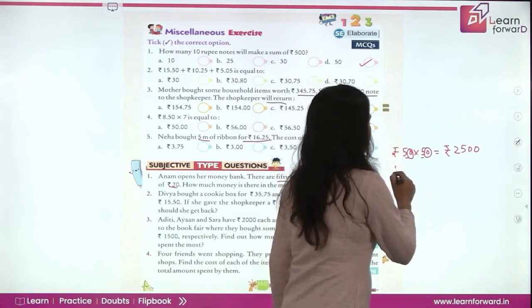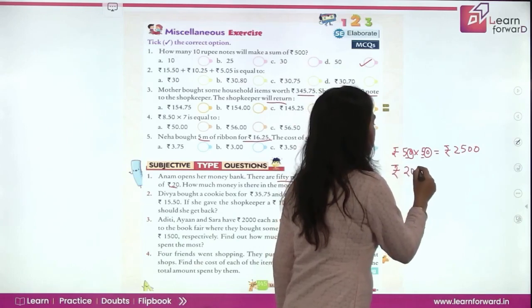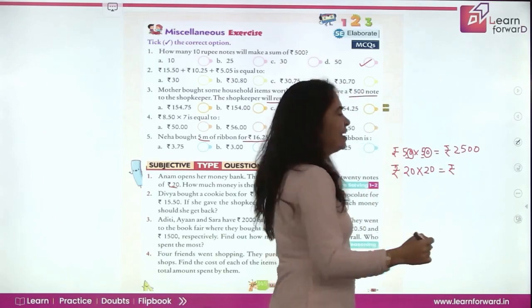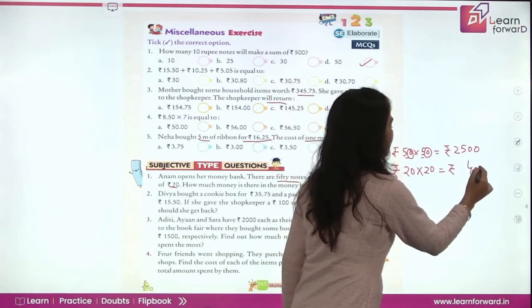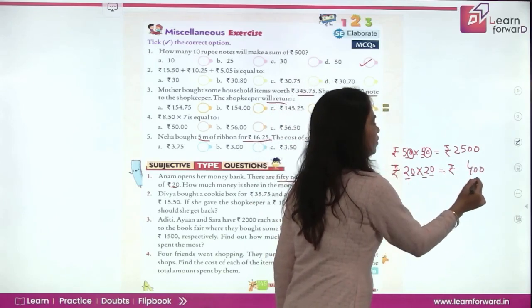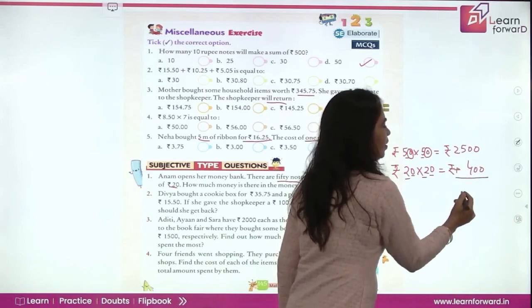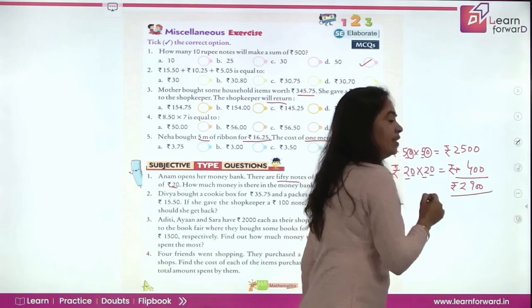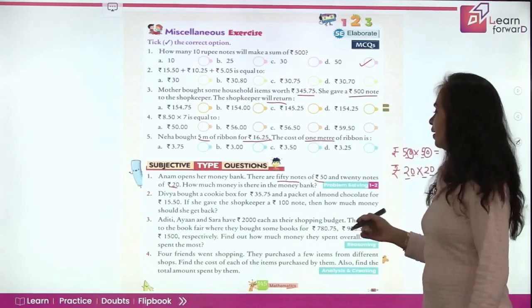Similarly, it is rupees 20 notes. So what is the amount? Quickly tell me now. Yes, this is 400. 2 2s are 4 and then we put 2 zeros after that. Add the amount. What do you get? Rupees 2,900 is in her money bank.